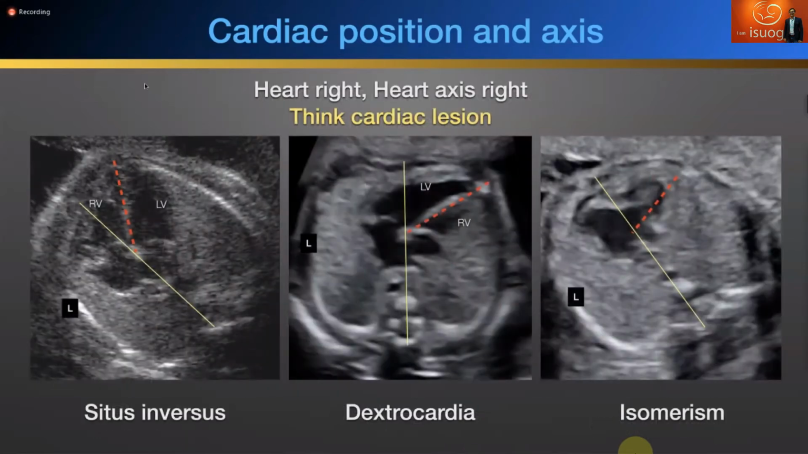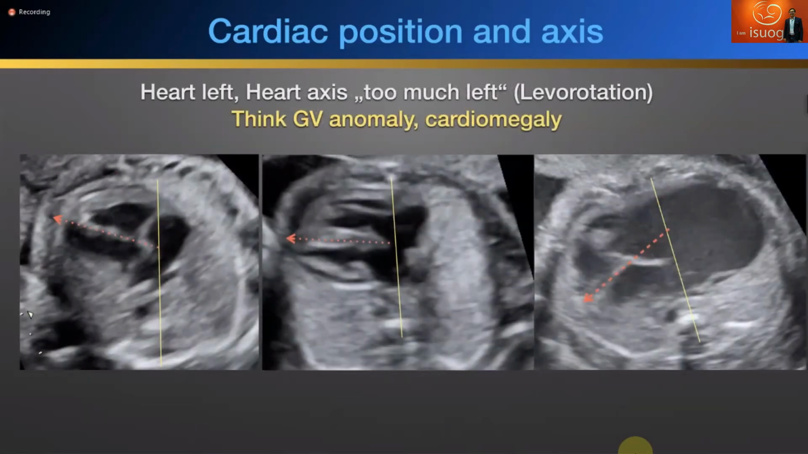However, in these cases, the heart during embryological development has wrongly rotated and is pointing to the right side, and it is almost in all cases associated with an abnormality. Sometimes the heart looks normal, but this is still considered an anomaly.